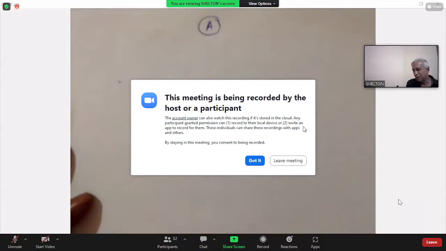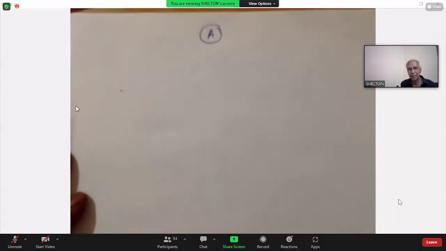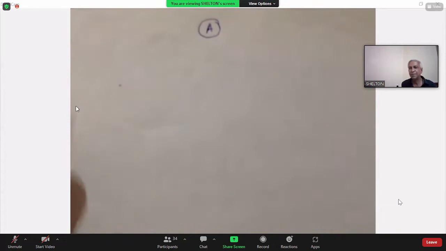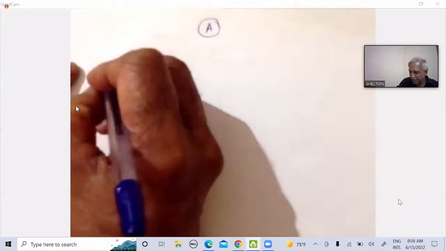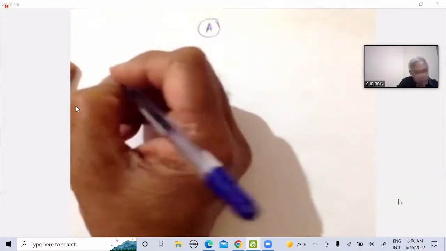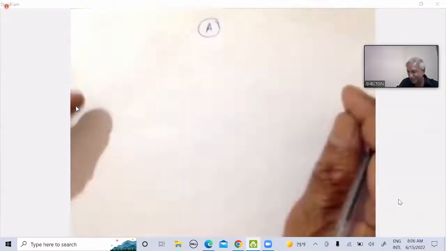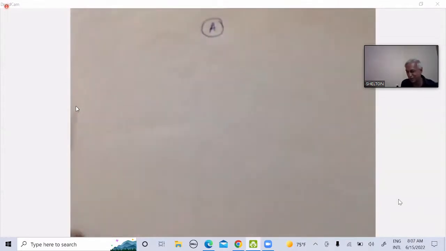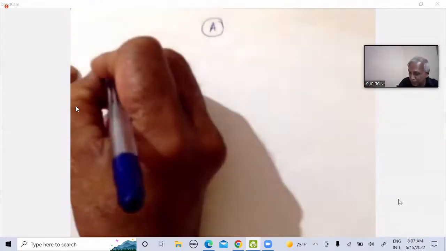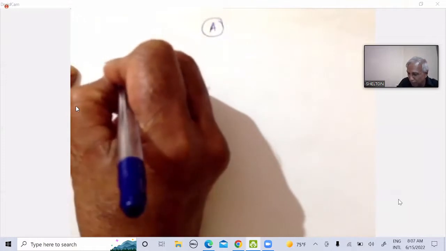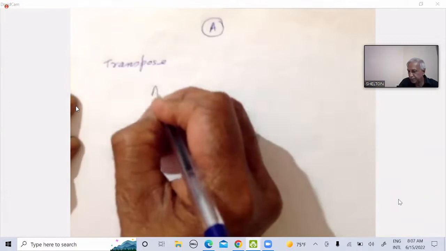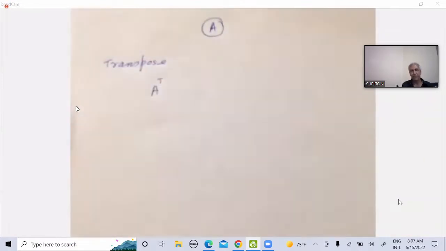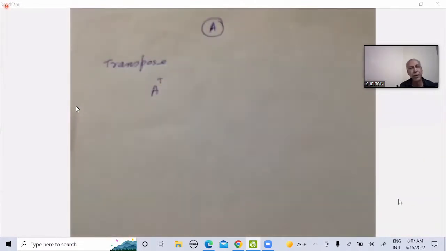Good morning, students. Last time, we did the transpose of a matrix, not trace. I'll tell you what trace is also later. The transpose of a matrix A is denoted by A T, with superscript T, A transpose. How do we obtain the transpose of a matrix?